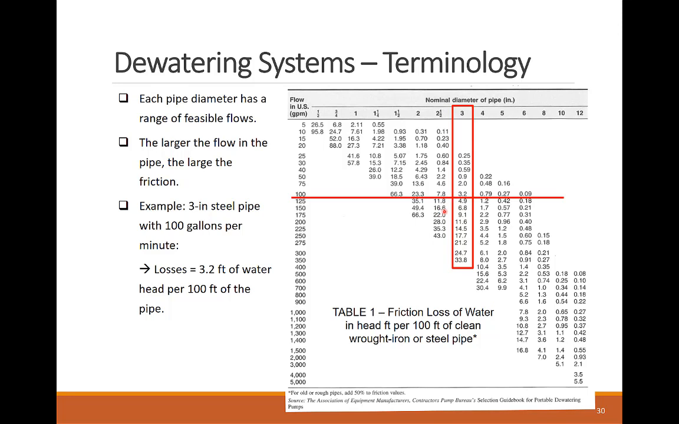The table quantifies the friction losses in feet of water head per 100 linear feet of piping. For example, a 3-inch steel pipe with 100 gallons per minute will result in friction losses of 3.2 feet of water head per 100 feet of the pipe.